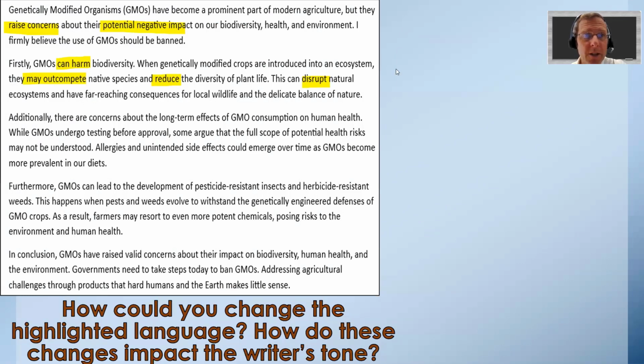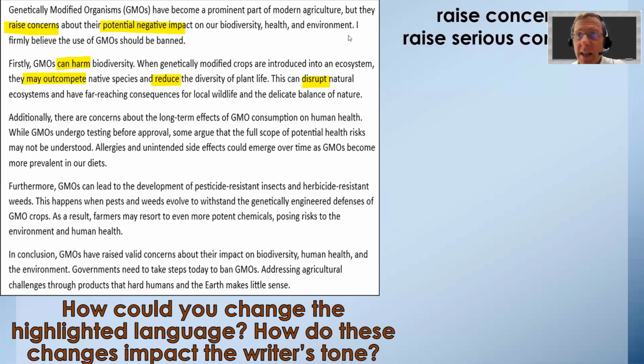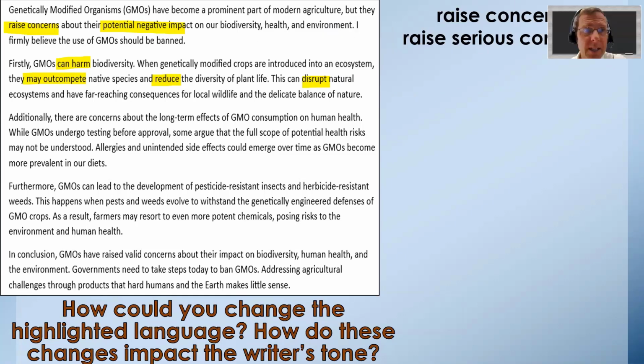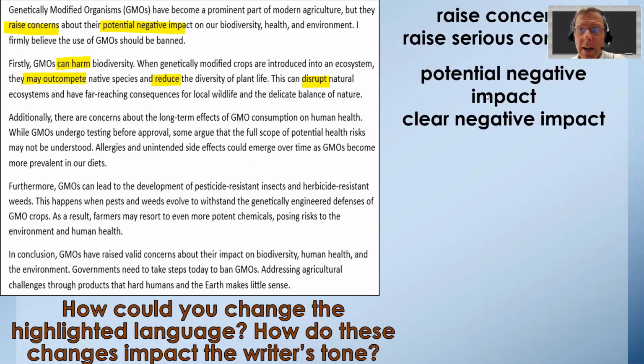So the author starts by saying, they raise concerns. I want to make this stronger. I could say, they raise serious concerns. The author also says there's a potential negative impact. Instead of potential negative impact, I'm going to say clear negative impact. Here he says they can harm biodiversity.